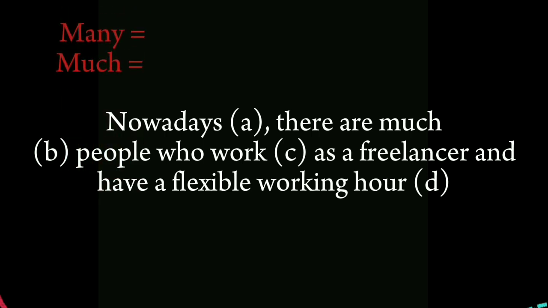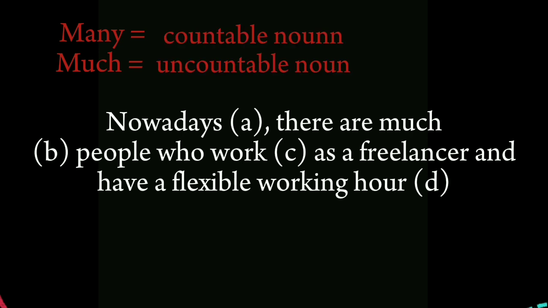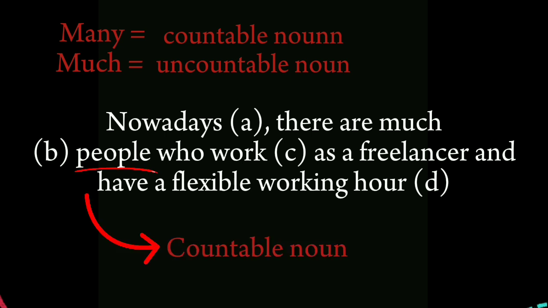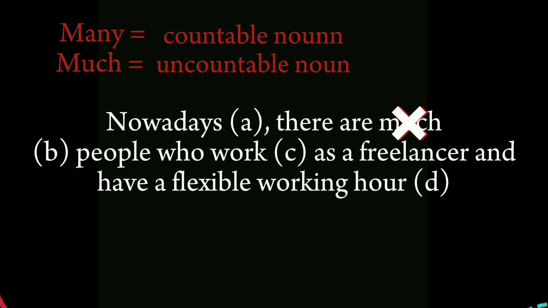To answer this question, we should know the differences between many and much. Many and much are almost the same but have a difference. Many is used for a countable noun, while much is used for an uncountable noun. In the sentence above, there is one word that contains a grammatical error. People is a countable noun which should be paired with the determiner many and not much. The correct answer to the question above is part B, much.